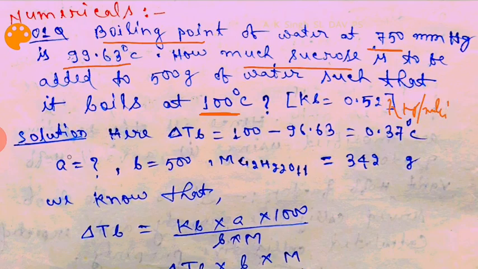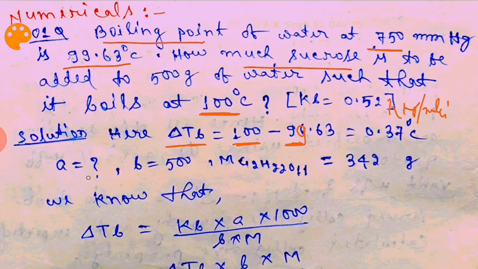Now solution. How can you solve it? Here del Tb is equal to what? Meaning elevation of boiling point should be what? Because it should boil at 100 degrees Celsius. So del Tb will be equal to 100 minus 99.63, that is equal to 0.37 degrees Celsius. Here it must be kept in mind that 99.63 is written.